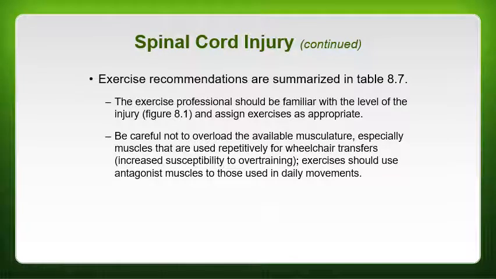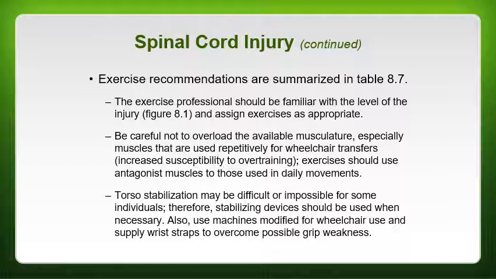Be careful not to overload the available musculature, particularly for the fact that they're going to have to do wheelchair transfers and things like that, so that leads them to the susceptibility of overtraining. Exercisers should use antagonist muscles to those that are used in daily movement. So again, think of what they have to do day-to-day based upon their functional deficits and make sure to work those antagonists. Torso stabilization is going to be difficult, so you may have to use stabilization devices. And again, you may have to use machines modified for wheelchair use. Wrist straps can also be used to overcome grip weakness, if that's an issue for these individuals as well.